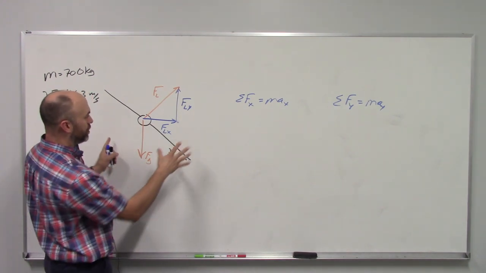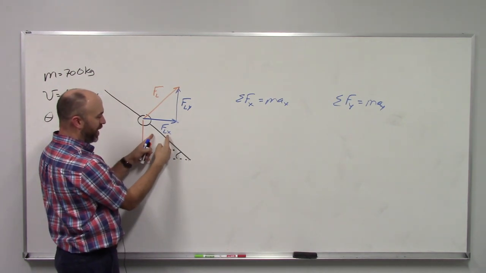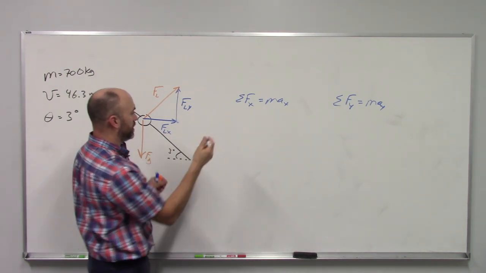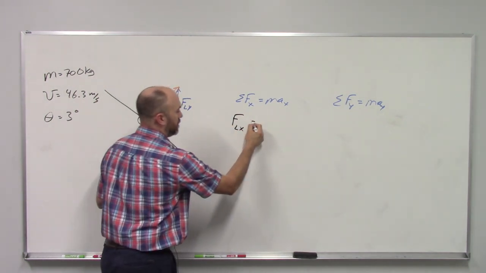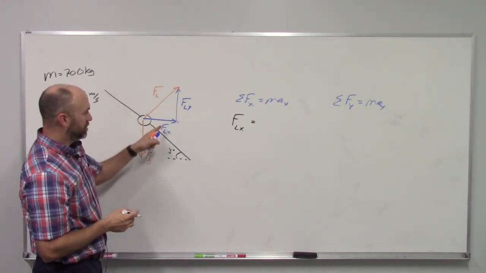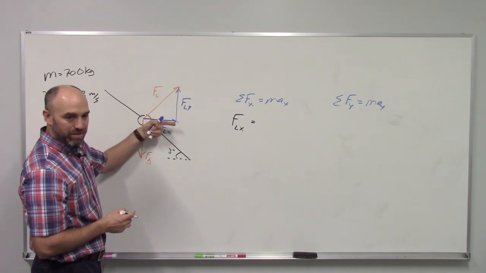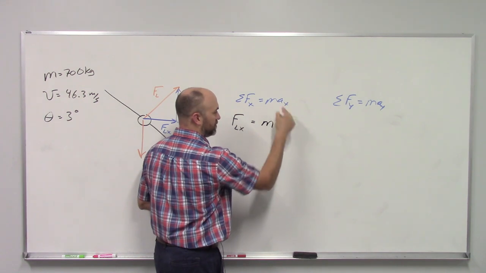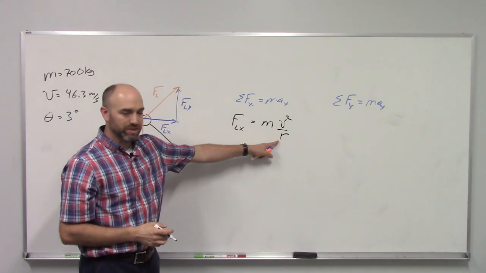Okay, so when we do the sum of the forces in the x direction, the only one we have is this one. So we just put that in there. And that equals mass times acceleration in the x direction. Is it accelerating that way? It's accelerating towards the center, right? Yeah. So this is going to be mass times v squared over r, because that'll be our centripetal acceleration.